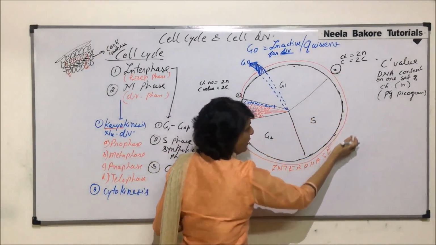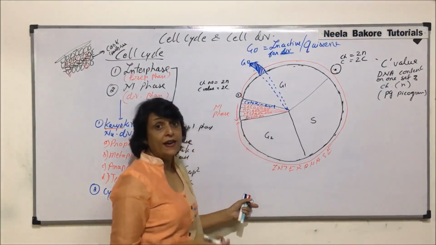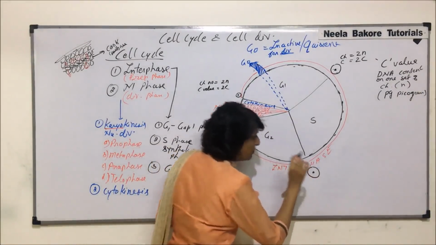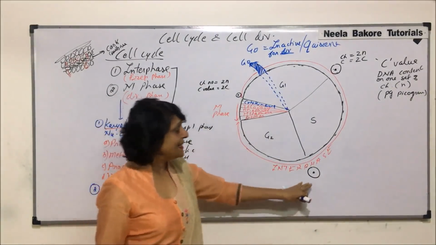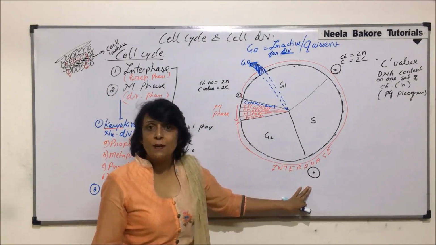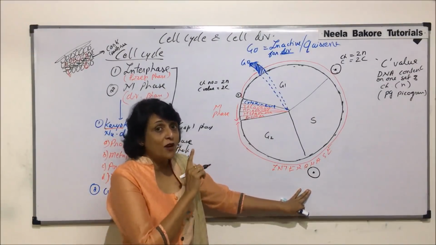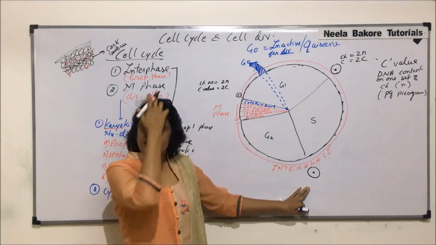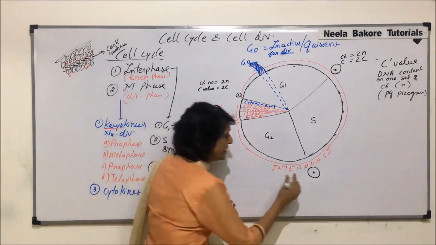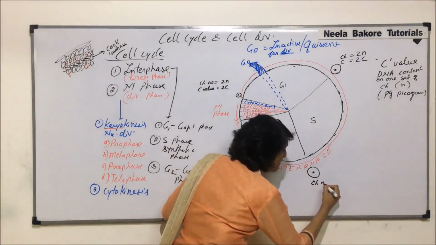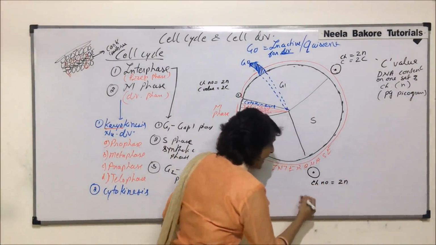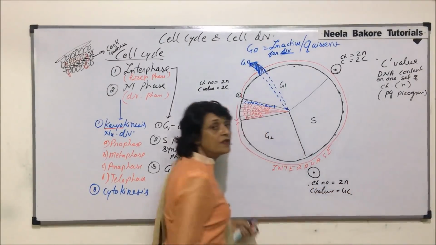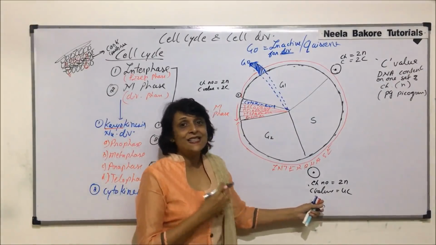Now this cell goes through S phase where DNA replication is going to take place. And this cell now comes here. This cell has chromosome number same because chromosomes have not divided yet. But DNA content has doubled. So in this case here, chromosome number is 2n and C value is 4c. Now how has this happened?